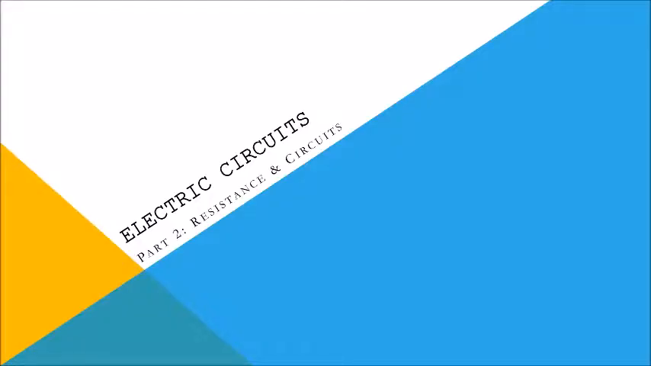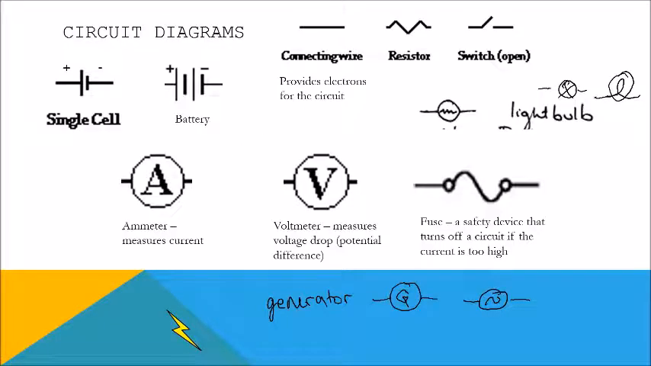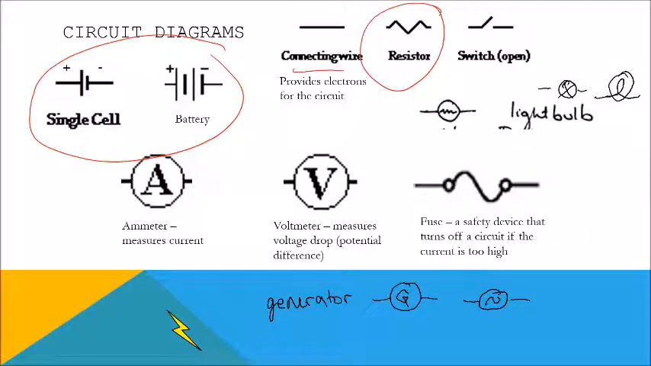So in this video, we're going to go over basic circuits, so series circuits and parallel circuits, and we'll touch on a little bit of combination circuits. These are some of the most common circuit diagram symbols that we'll use in this class. The main ones that we'll see today are batteries, wires, resistors, and light bulbs.